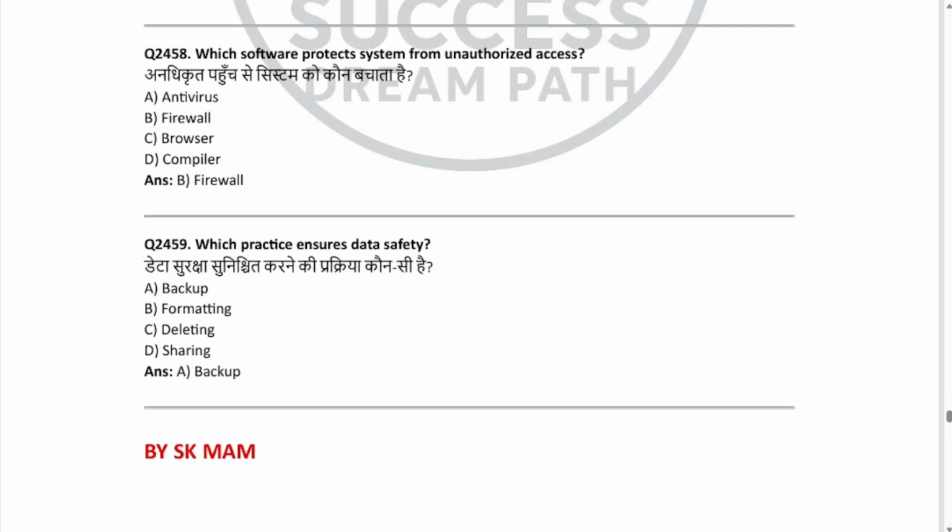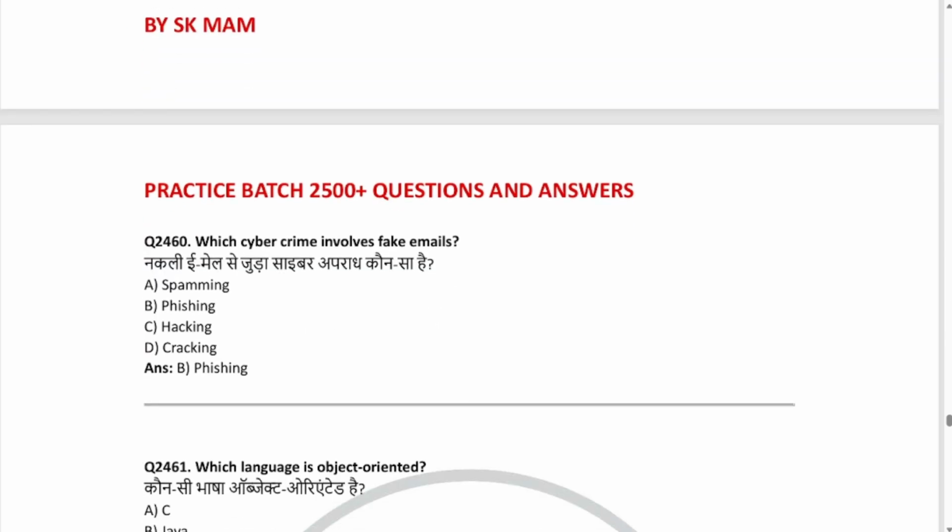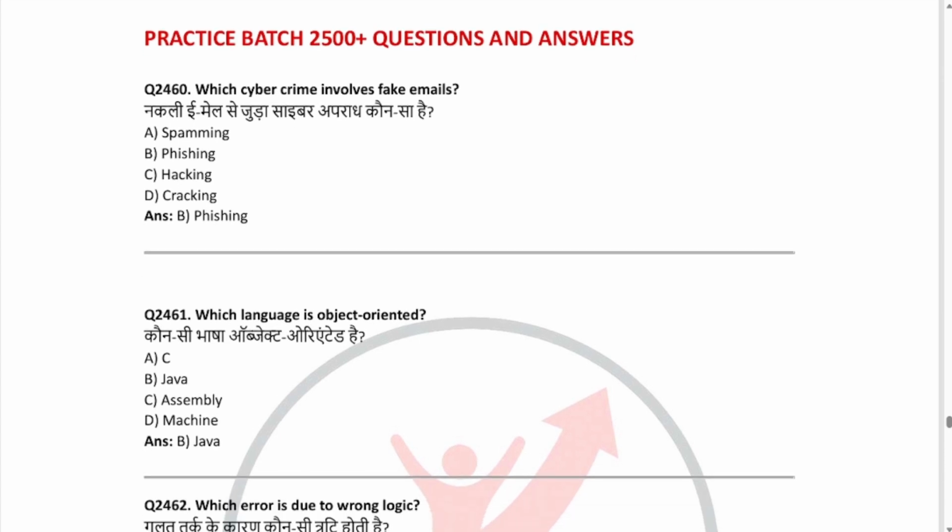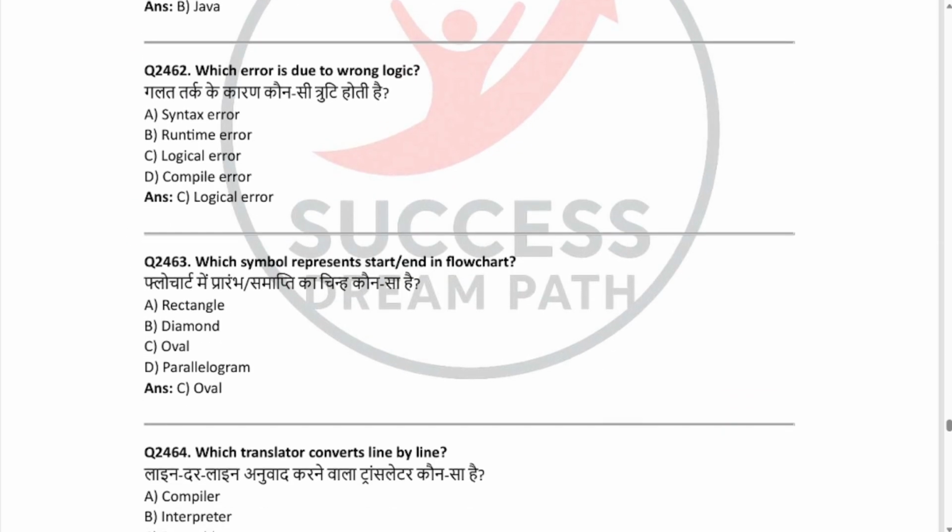Which software protects system from unauthorized access? Firewall. Which practice ensure data safety? Backup. Which cybercrime involves fake emails? Phishing. Which language is object oriented? Java. Which error is due to wrong logic? Logical error. Which symbol represents a start in flowchart? Oval.